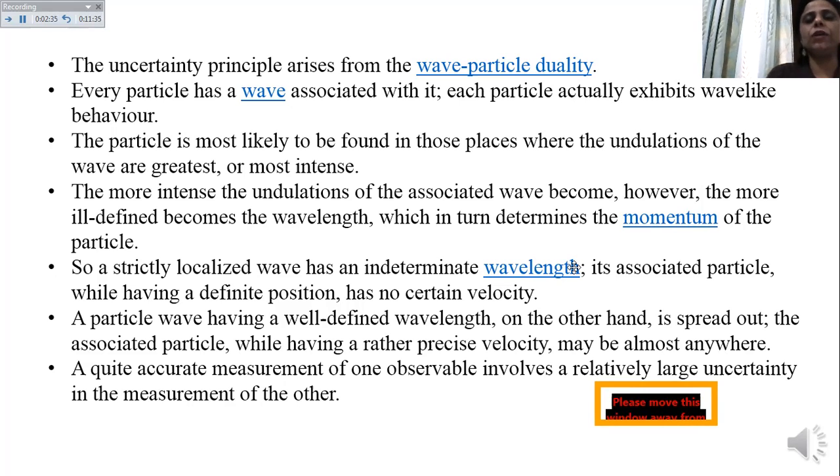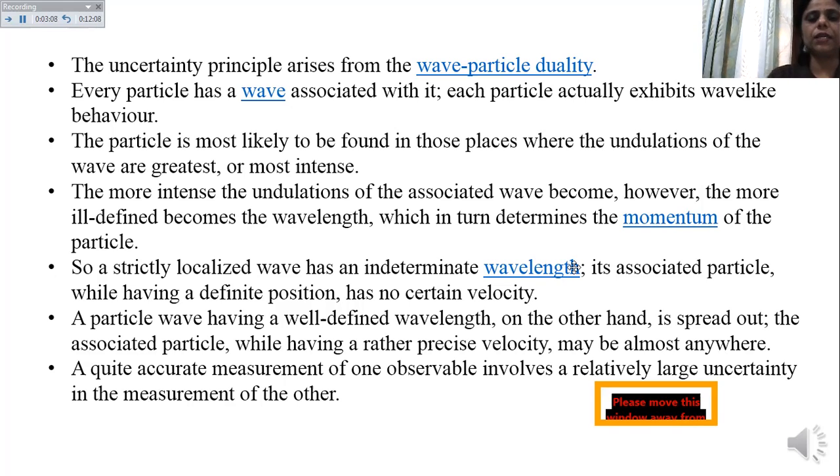Okay, whenever we consider the particle as a wave, its position can be determined, that where it is. It is at the 0 place, at the 90 degree place, at the 45 degree place, but we cannot determine its velocity at the same time, that by what velocity it is moving. A particle wave having a well-defined wavelength, on the other hand, is spread out. The associated particle, while having a rather precise velocity, may be almost anywhere.